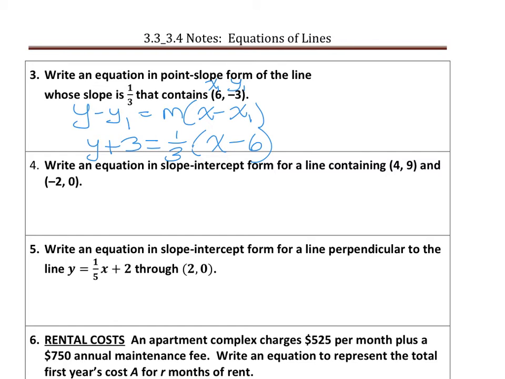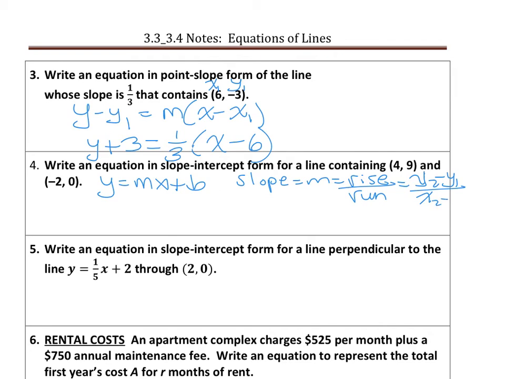Write an equation in slope-intercept form of a line containing these 2 points. So we know that's y equals mx plus b. Let's first get our slope. So we know our slope is rise over the run, and we know that that's the change in y coordinates over the change in x coordinates. And we're just going to subtract. So we might as well label these here. Let's call this x2, y2. We'll call this x1, y1, just to be clear.